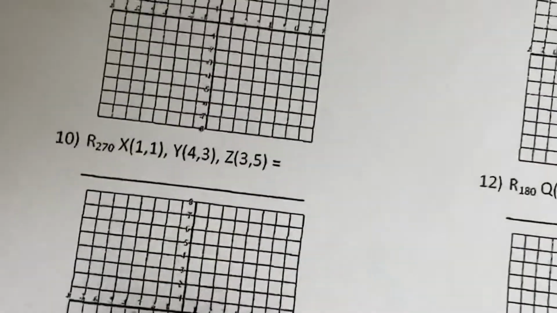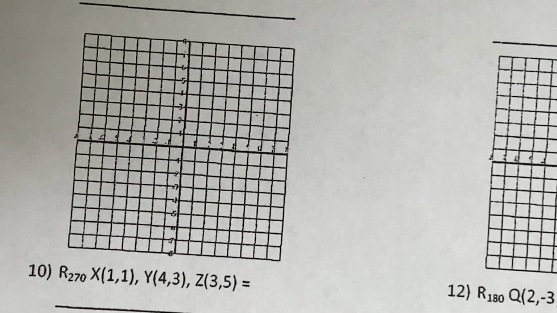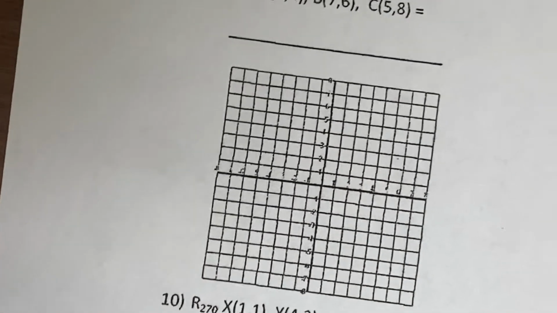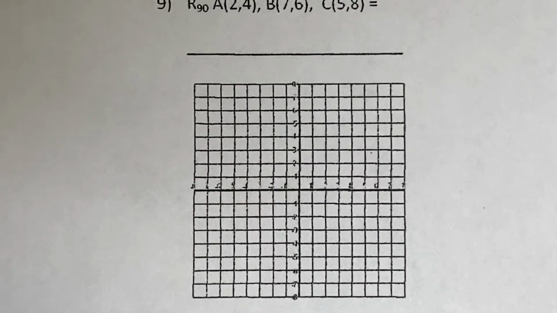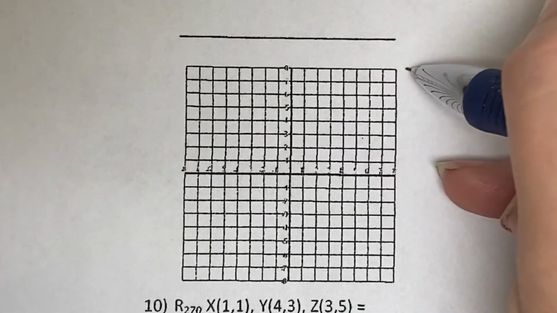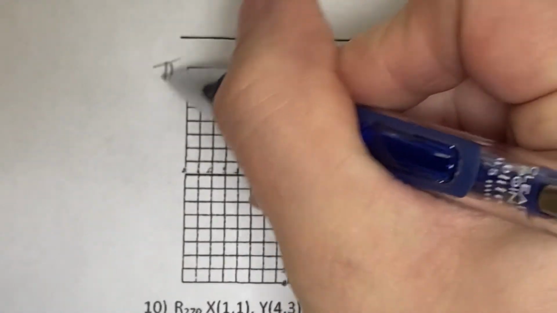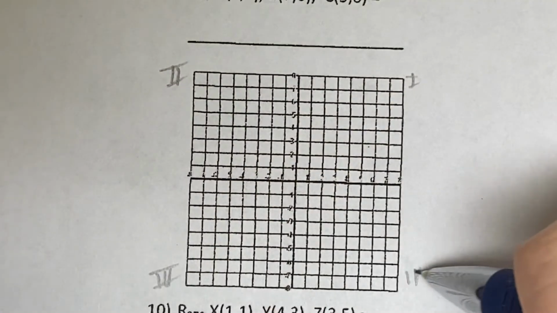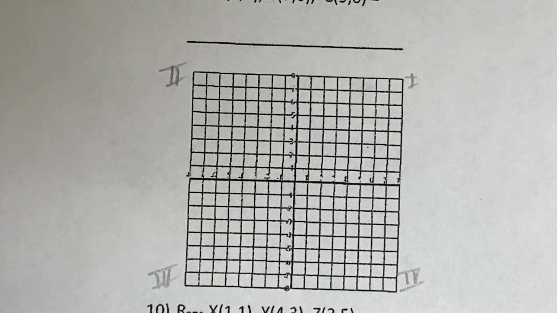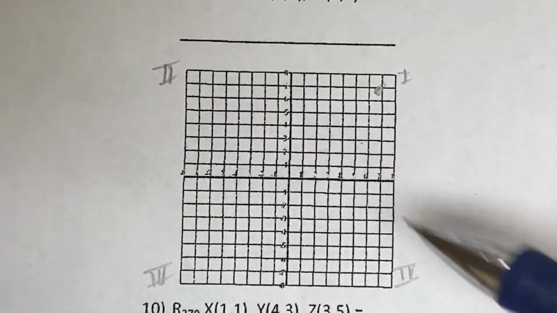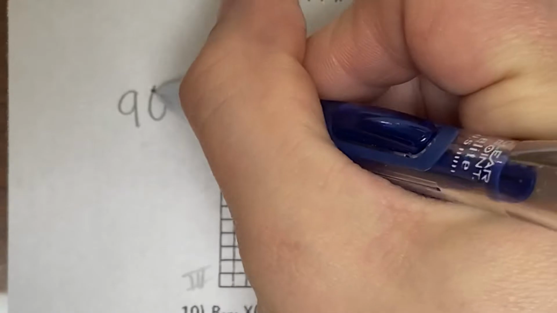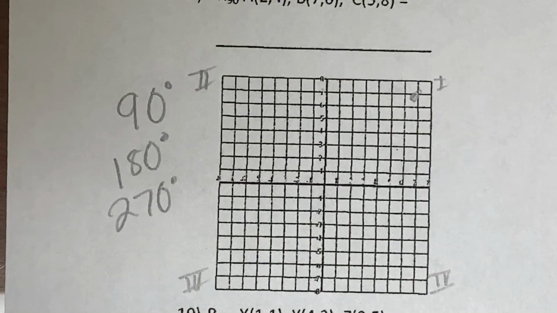All right, and lastly we have rotation. We want to always rotate counterclockwise because this is quadrant 1, 2, 3, and 4. So we want to rotate in the order of the quadrants. So if something is in quadrant 1 and we rotate 90 degrees, it's only going to jump 1 quadrant. We will only rotate 90 degrees, 180, and 270. Those are the only degrees that we will ever rotate.